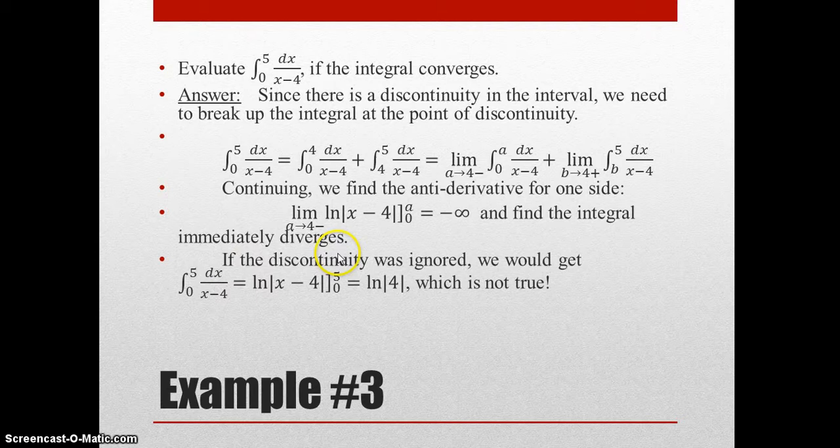And finally, if the discontinuity was ignored, we would get the integral from 0 to 5 of dx over x minus 4, which is the natural log of the absolute value of x minus 4 evaluated from 0 to 5, which would give us the answer of natural log of 4, which is not true. This is why we need to break up our integral.